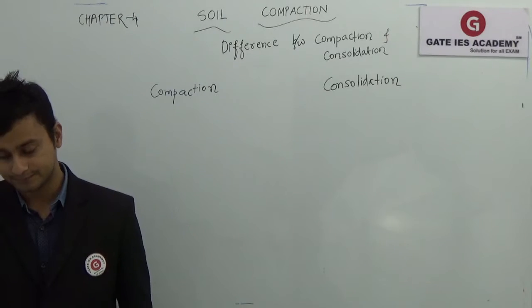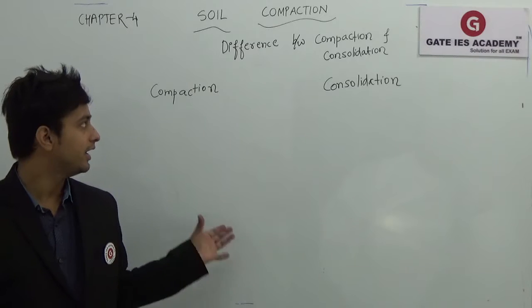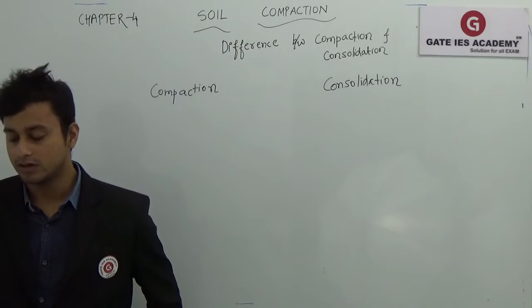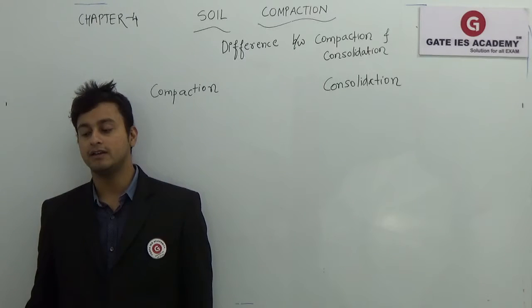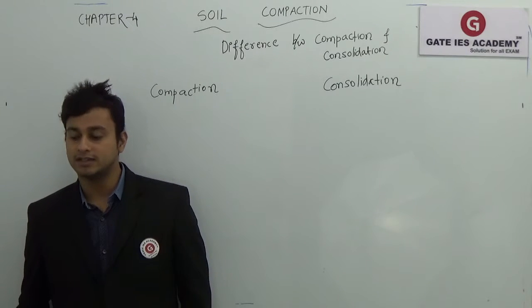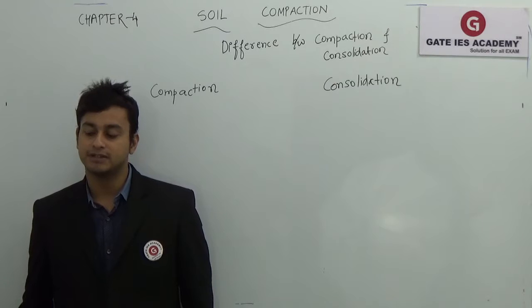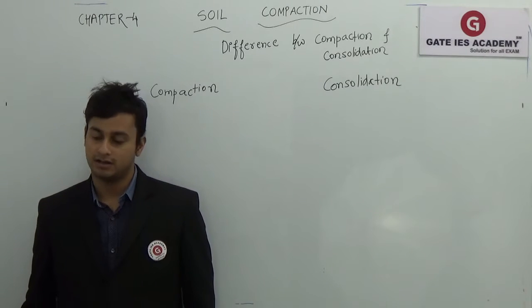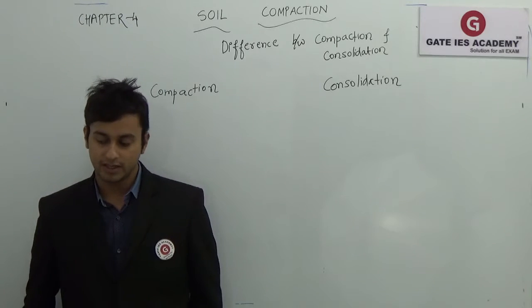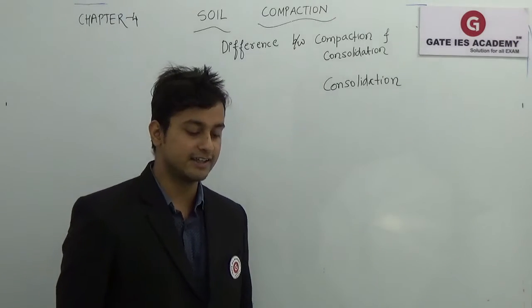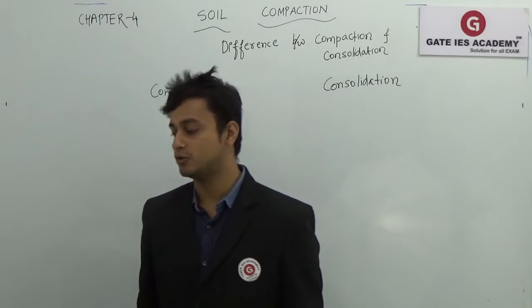Then write down: in compaction, dynamic loading like rollers, tampers, etc. are used instantaneously. Okay, here we are using instantaneously, dynamic loading.